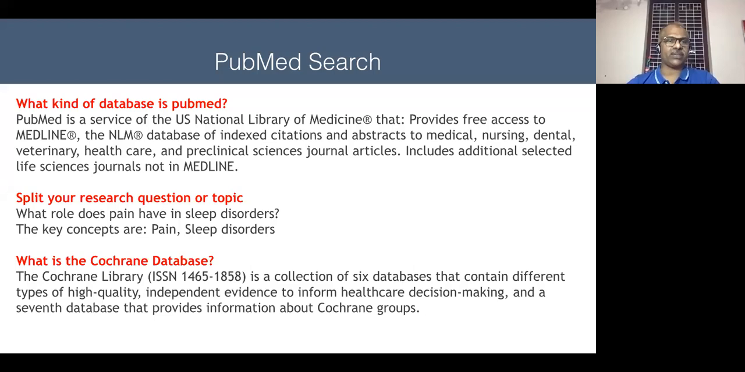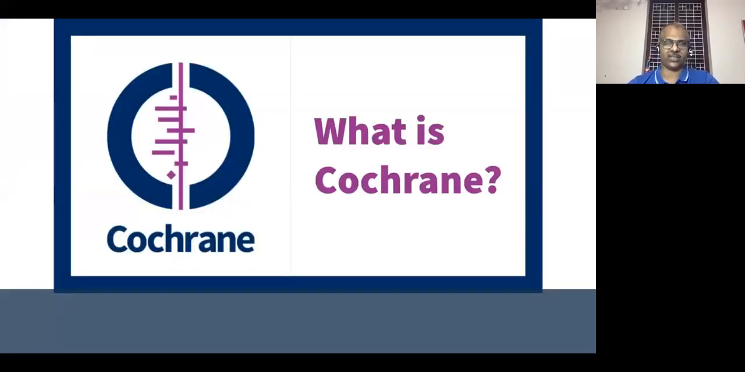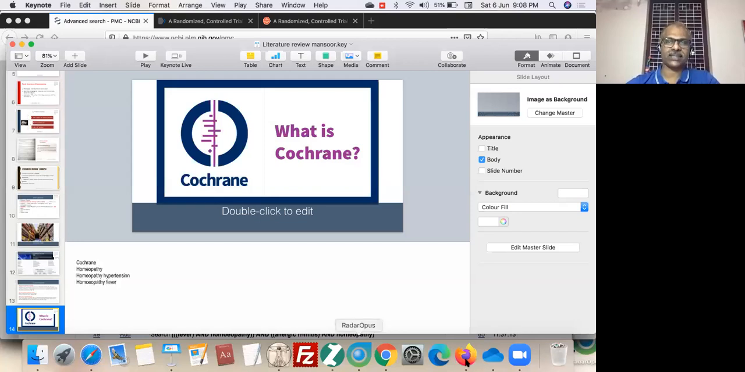Now we'll discuss the Cochrane Library. The Cochrane Library is a collection of 6 databases that contain different types of high quality independent evidence to inform healthcare decision making, and a seventh database that provides information about the Cochrane groups. This comes under meta-analysis. Remember, meta-analysis is at the top of the research. Now we'll search something in the Cochrane also, as in the previous case.